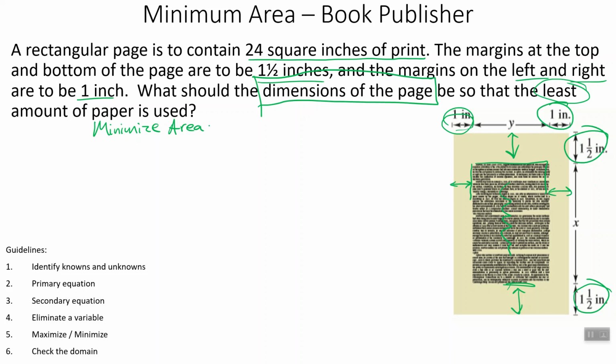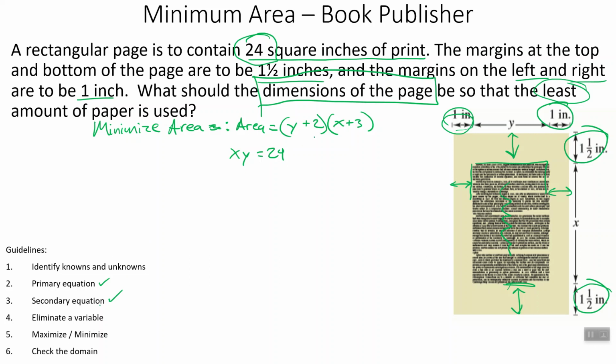All right, the area will be equal to, this side is y plus 2, this side is x plus 3. So there's our function that we want to maximize. That is our primary equation. Our secondary equation, all right, we're told we want 24 square inches of print. So that means this little section, x times y, is 24. So there's our secondary equation.